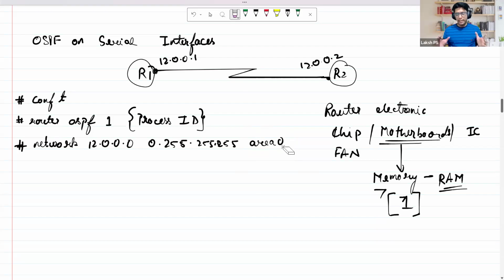In short, let me explain what an area is. An area is like saying these two routers belong to the same region. That's all. They belong to the same area, and that area number is 0. For now, just understand it from that perspective. This is the syntax for OSPF. You cannot omit area 0 in the command. Area 0 is a syntax in this command.